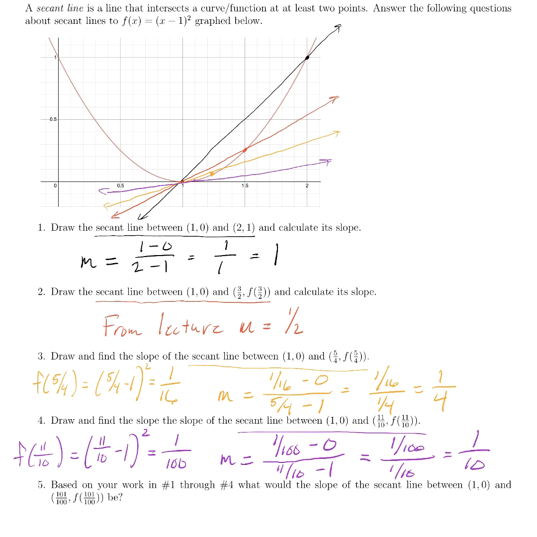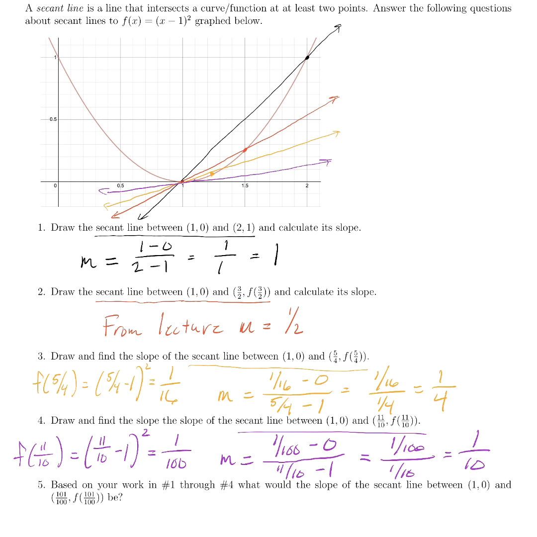The line in red between (1, 0) and (3/2, f(3/2)), that was calculated in the lecture portion of this section, has slope 1/2. The line in orange between (1, 0) and (5/4, f(5/4)) has slope 1/4. And the line in purple between (1, 0) and (11/10, f(11/10)) is calculated here and has slope 1/10.